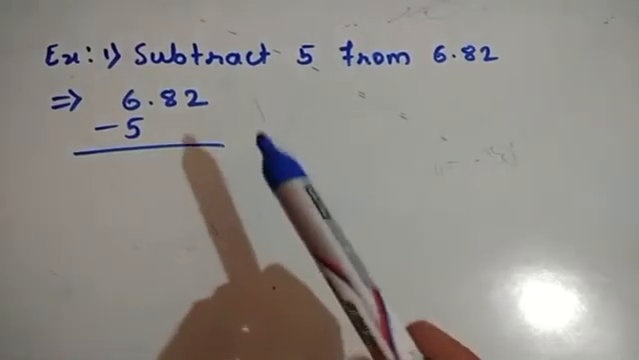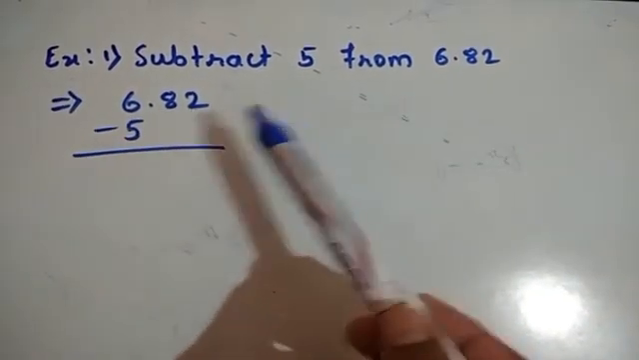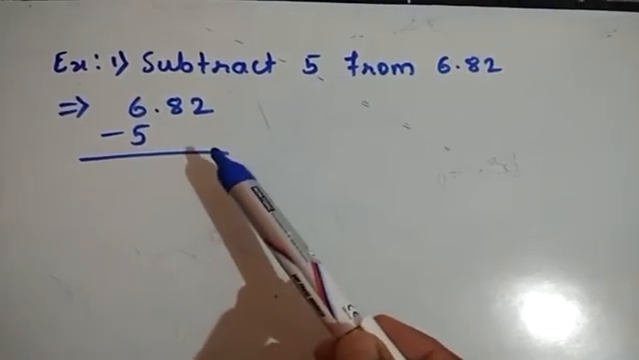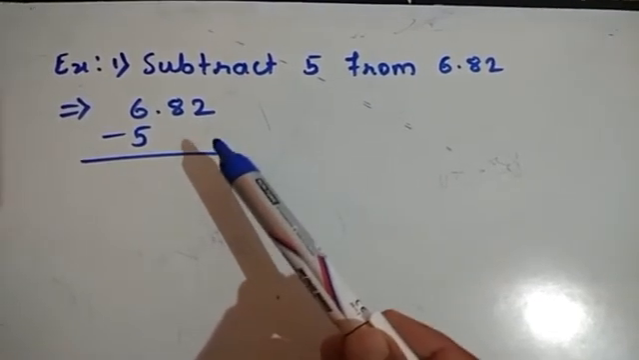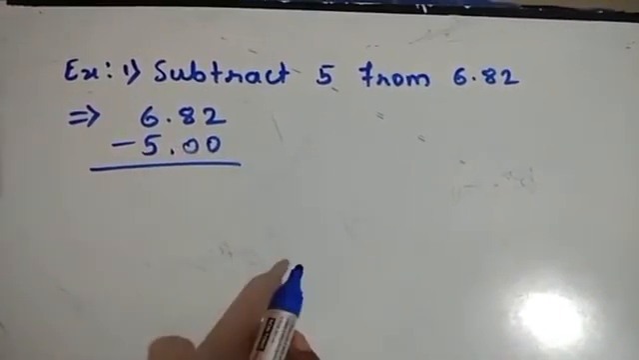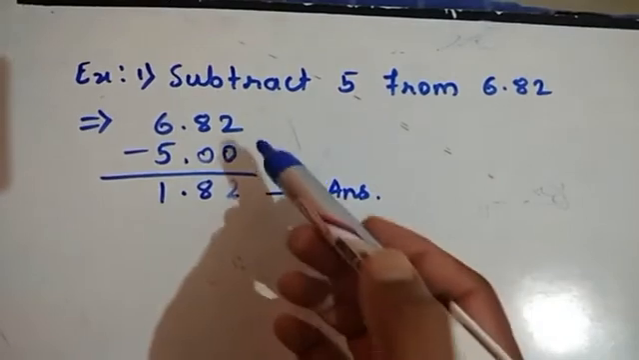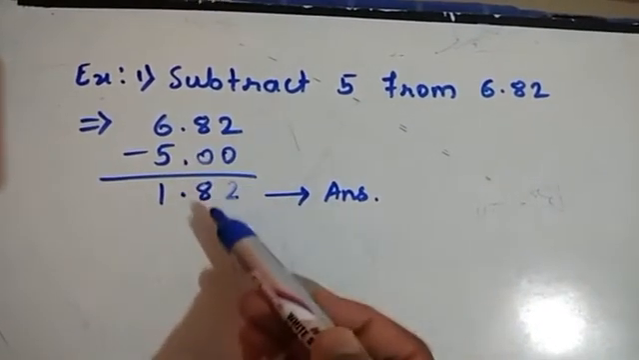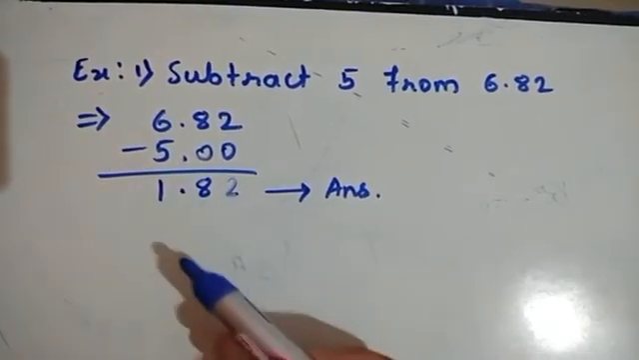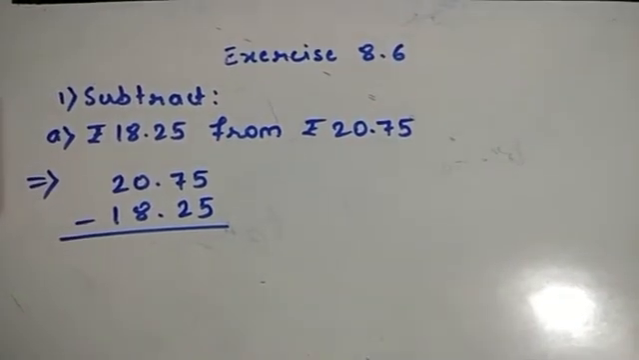Students, you can see here one example. Subtract 5 from 6.82. Therefore, 6.82 minus 5. Now you can see here in the first number we have two digits in the decimal part, and in the second number we don't have any digit in the decimal part. So we have to add two zeros there. Therefore, in both numbers we now have an equal number of digits. Now we can subtract and get the difference. Therefore, 2 minus 0 is 2. 8 minus 0 is 8. Decimal point exactly below all decimal points, and then 6 minus 5 is 1. Therefore, the answer is 1.82.